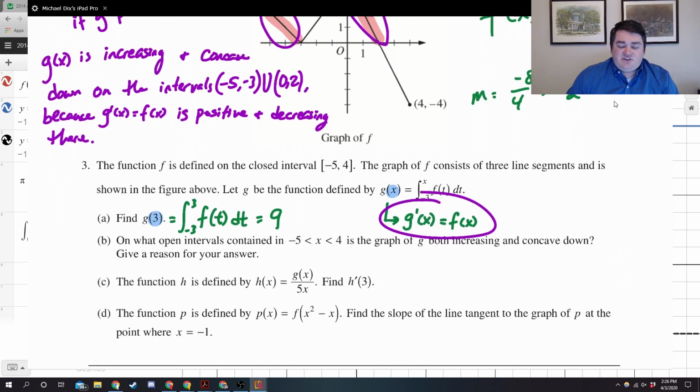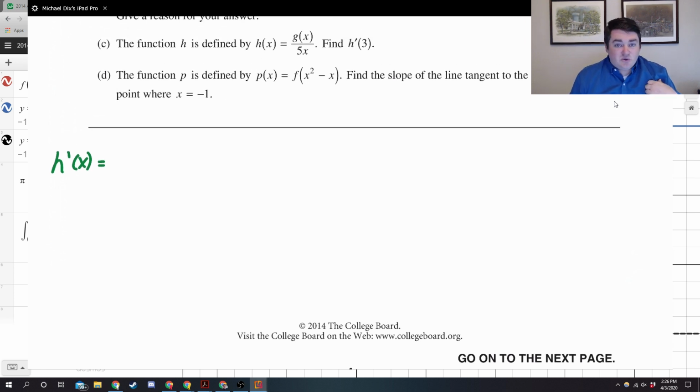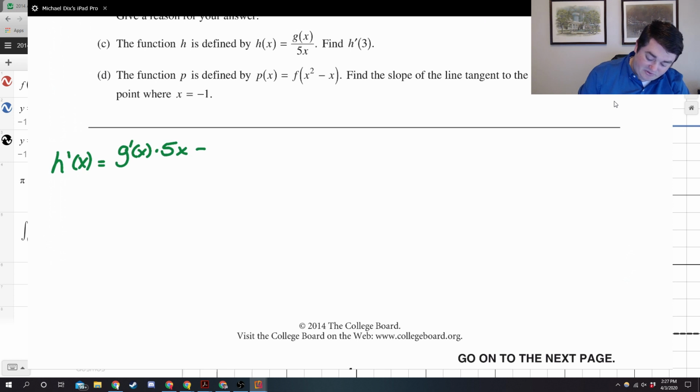Part C, the function h is defined by h of x equals g of x divided by 5x. Find h prime of 3. So if we come down here, to find h prime of 3, the first thing we'll need to do is find h prime of x. And to find h prime of x, we're going to need to employ the quotient rule because I have two functions being divided here. So the quotient rule: the derivative of the top times the bottom, g prime of x times 5x, minus the top times the derivative of the bottom, g of x times 5, over the bottom squared.